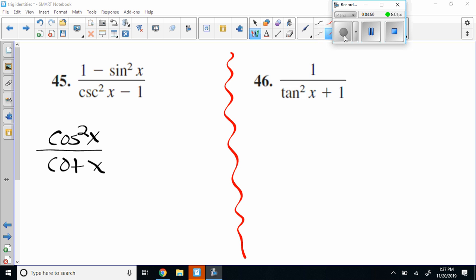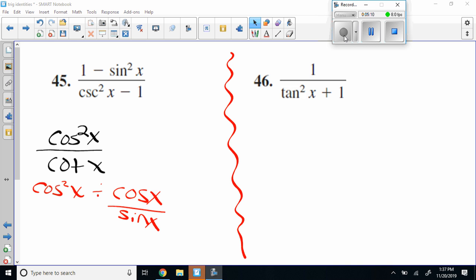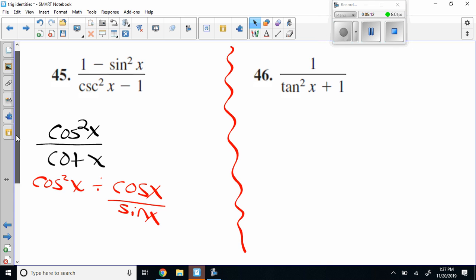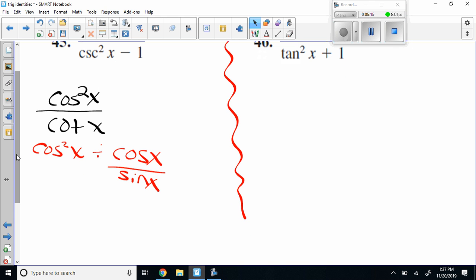All right, so I want you to go old school on this. What I mean by old school is I want you to go cosine squared of x divided by, well, can I rewrite cotangent? I can rewrite it as cosine of x over the sine of x, right? Correct? So now keep, change, flip. So I've got cosine squared of x, right, times sine x over who?